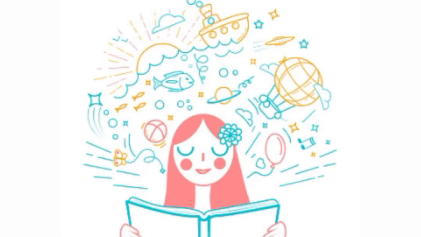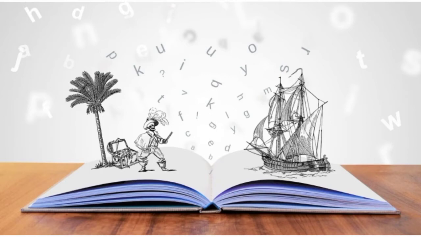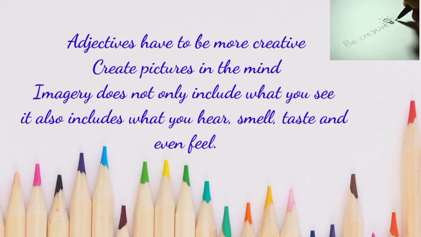Description can be said in other words like creating word pictures. The writer or the speaker has to create images or pictures in the minds of the reader or the listener. The words which we use to describe things, people, places are known as adjectives. When we describe, we have to use more creative adjectives just to make it attractive.